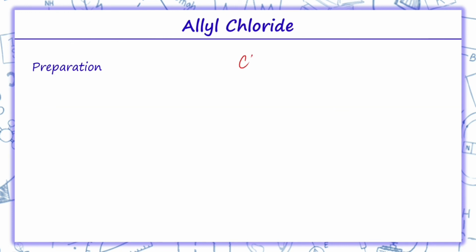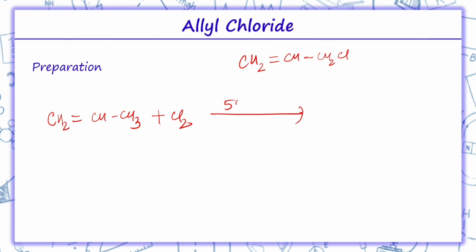Allyl chloride is basically the compound in which the chlorine group is not attached to the double bonded carbon atom. Like this is the double bonded carbon atom, so the chlorine group is not attached to it. How will we prepare it? We can prepare it from propene, CH2=CH-CH3, which on chlorination at 500 to 600 degrees Celsius forms CH2=CH-CH2Cl.